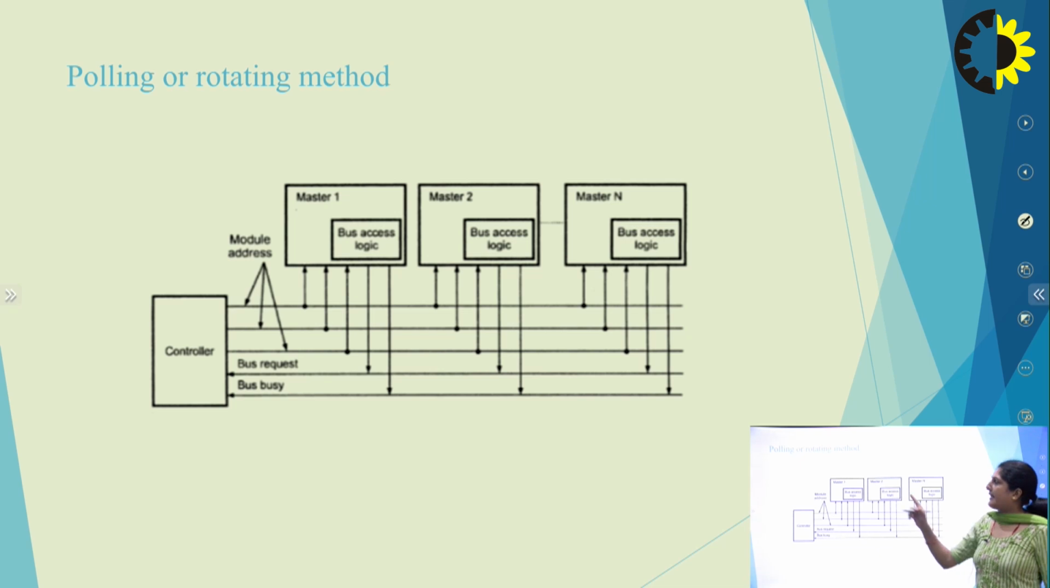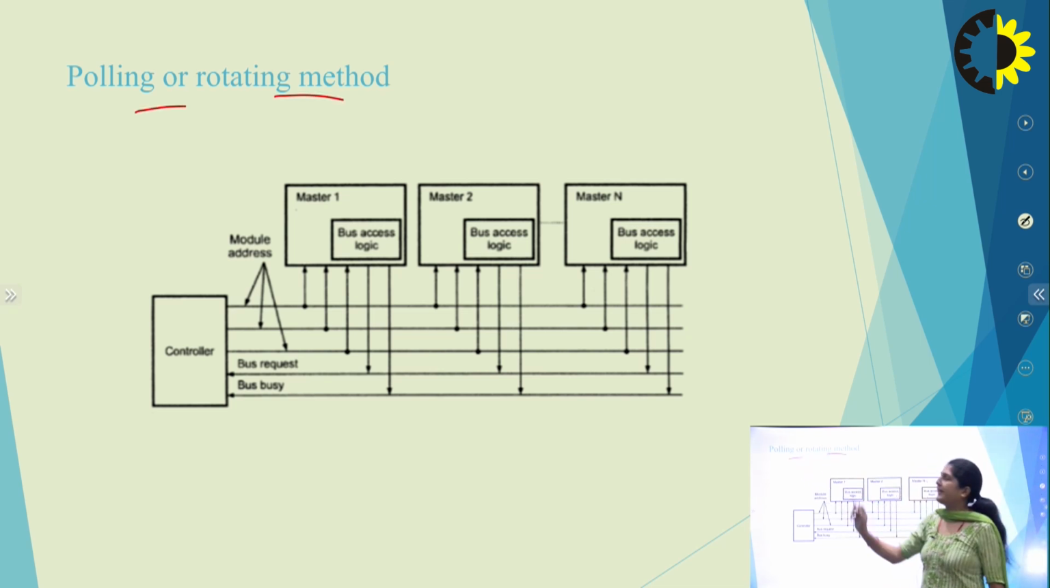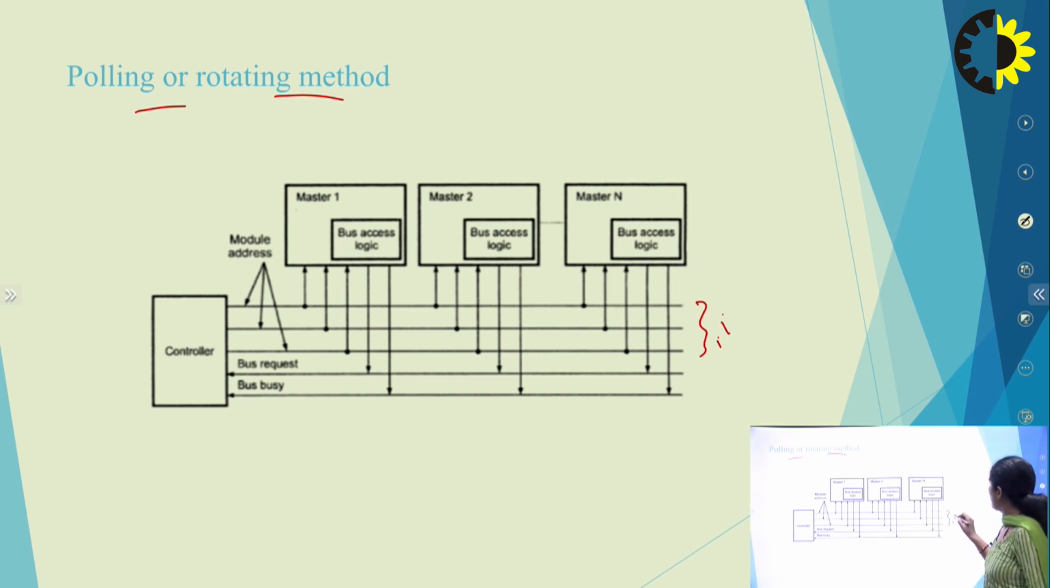Further, the second method is polling or rotating. What is the polling and rotating method? In this, we have 3 polling lines, 1 bus request line and 1 bus busy line. Why are we using the 3 polling lines? They contain the addresses of all the devices which are connected to the bus busy or bus request line.